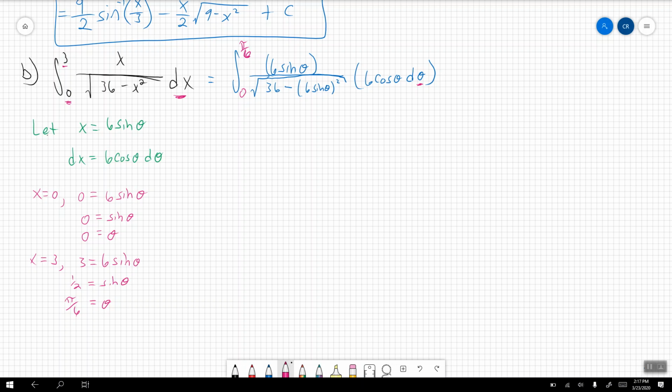Therefore, we can go through and keep making our substitution. All right, let's go. That's now going to be the integral from 0 to pi over 6. Let's multiply that numerator. That's going to be 36 multiplied by sine theta, cosine theta. The denominator, after some algebra, looking at the 6 sine quantity squared, that's going to be 36 sine squared theta. Factor out the 36, and we're going to be left with 36 multiplied by 1 minus sine squared theta, all inside of that square root, and this is all d theta.